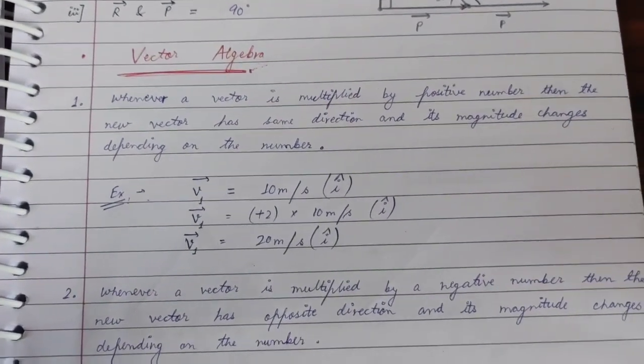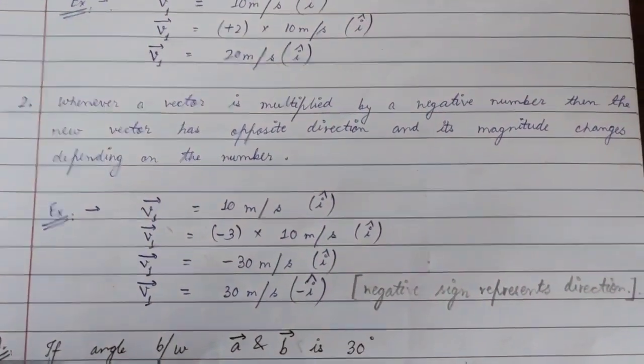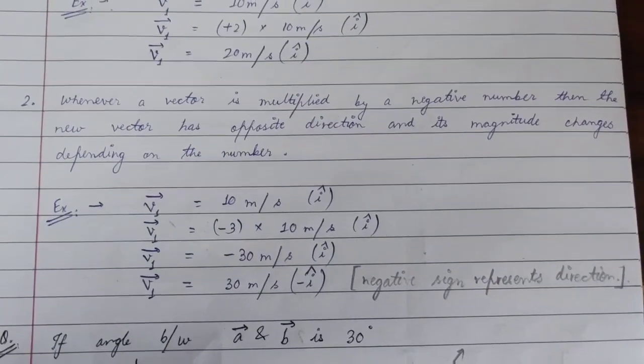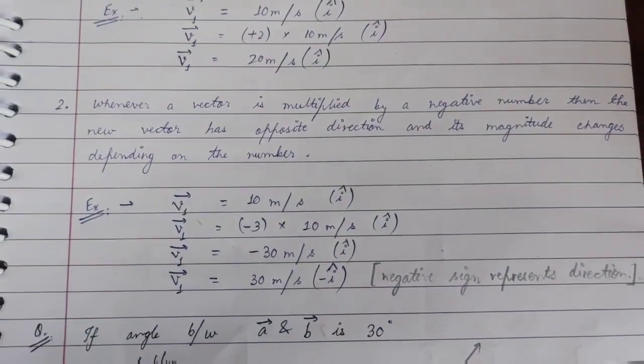Now see the second point. Whenever a vector is multiplied by a negative number, the new vector has the opposite direction and its magnitude changes depending on the number.